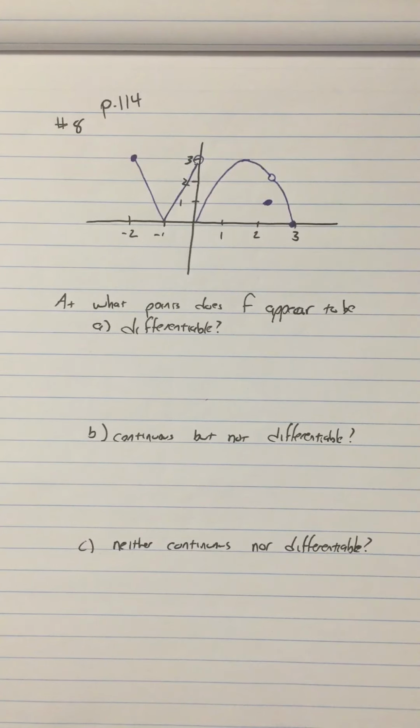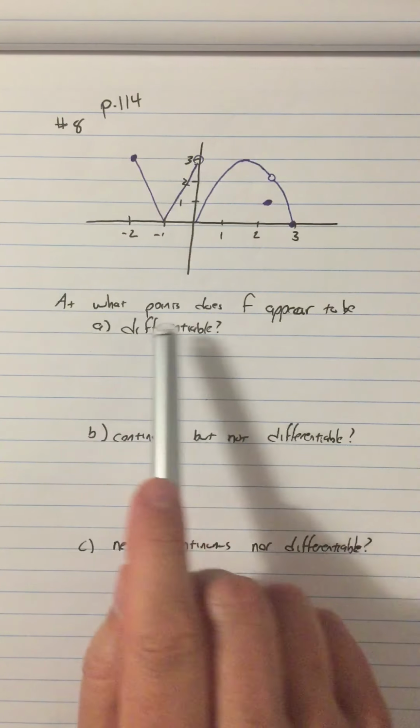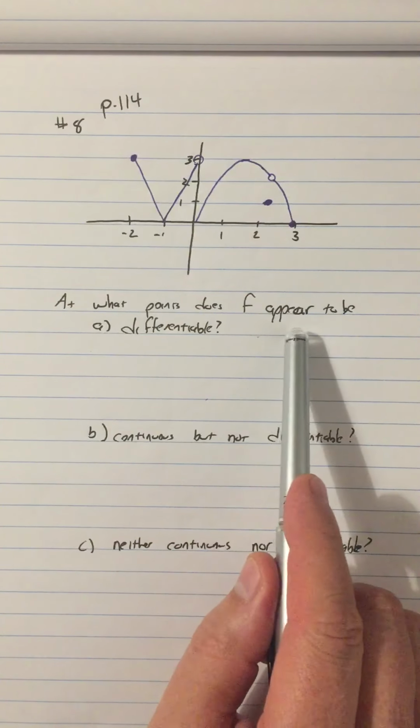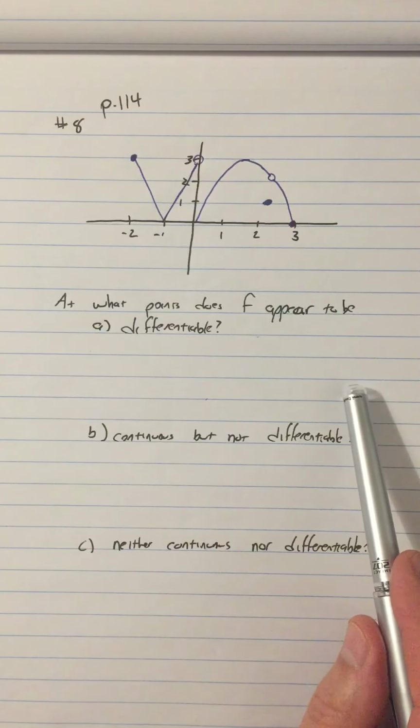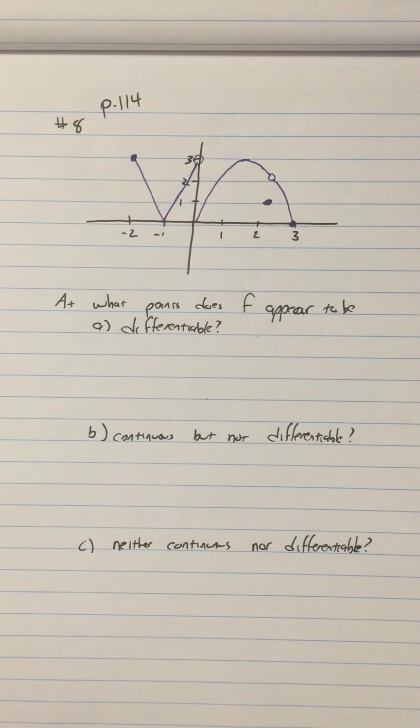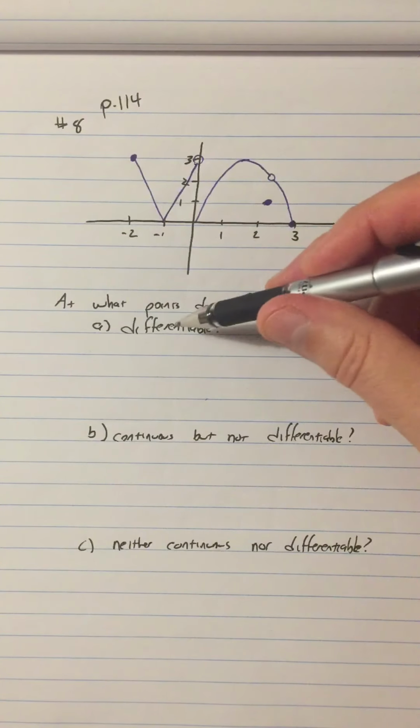All right, so I hope you have had a chance to look at page 114, number 8. It looks like this. So let's look at the answers to this, how we want to say this. It just says, at what points does f appear to be differentiable? So it doesn't ask you to justify this, but let's put in some justifications anyway.